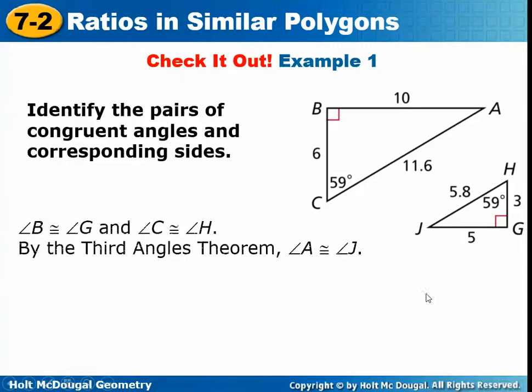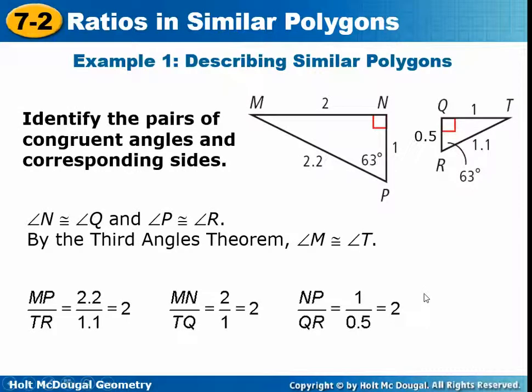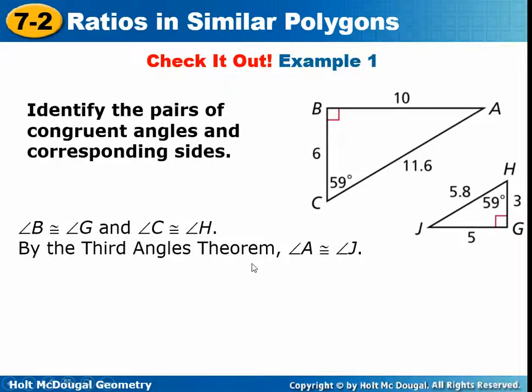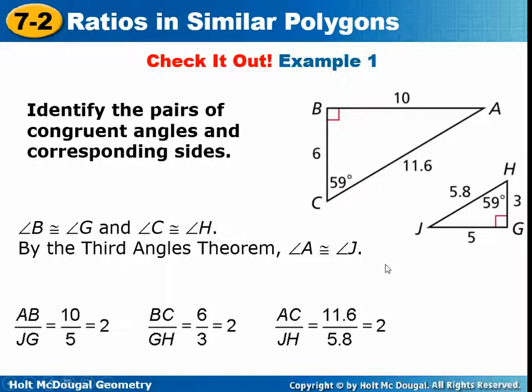Now figure out the corresponding angles and sides. Okay, here's another example. Same type of thing. You're going to list which angles are congruent to which. Again, we'll use the third angles theorem. And then you're going to write the sides as ratios. So again, if you're starting with this triangle, then you'll keep that ratio the same each time.